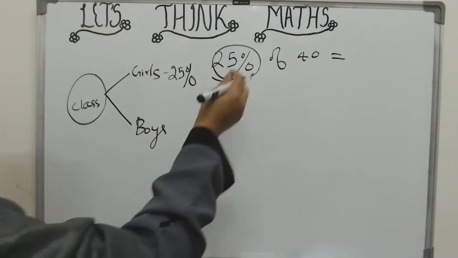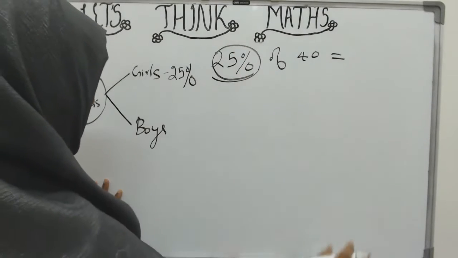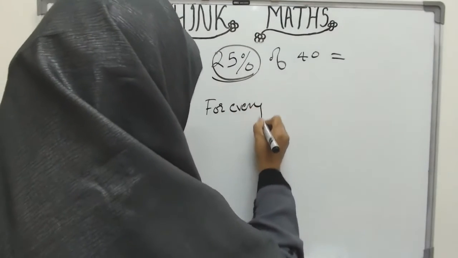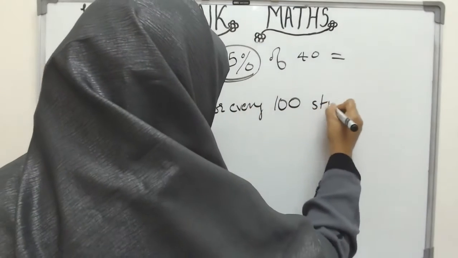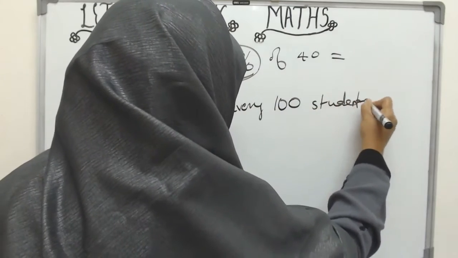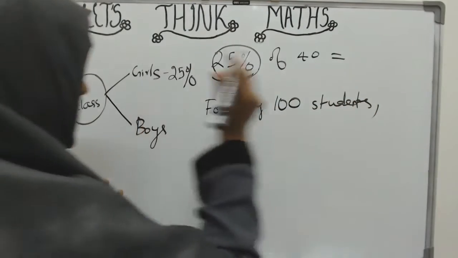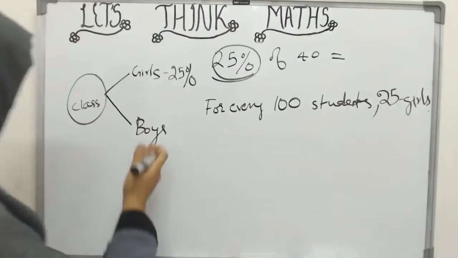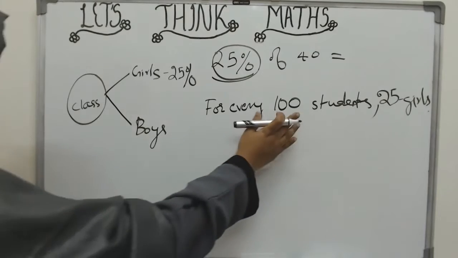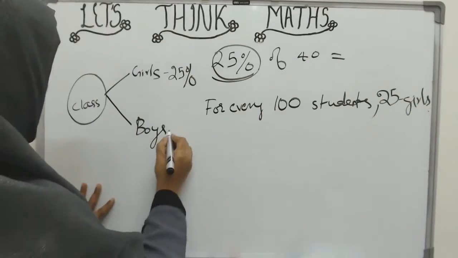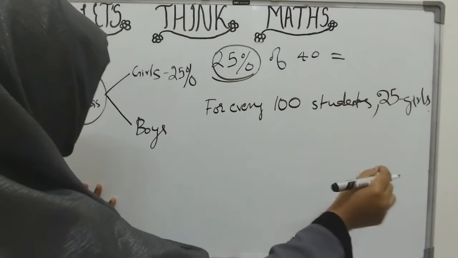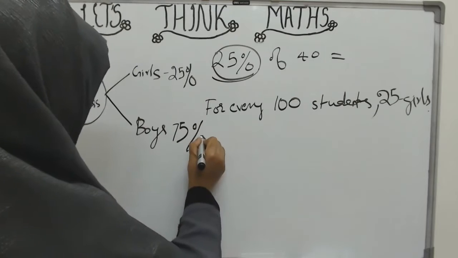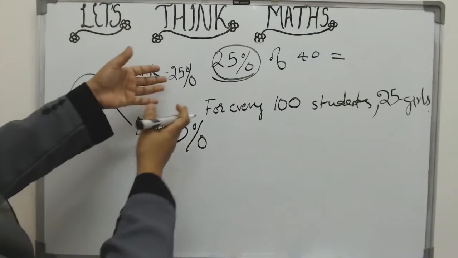As we said first, the word percent means for every 100. So that means for every 100 students in the class, how many girls do you have? You have 25. 25 girls. So then, how many boys will be there? If out of 100, 25 are girls, then that would mean 75 out of 100 are boys. That means 75% are boys. So this is what the 25% actually means.